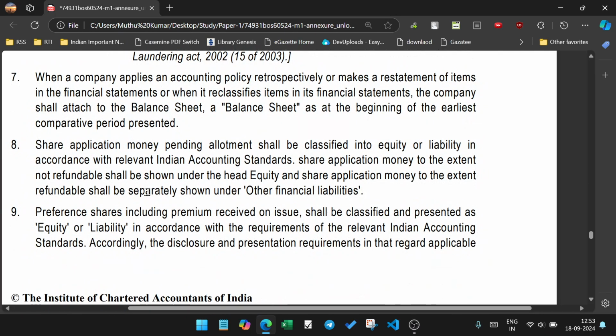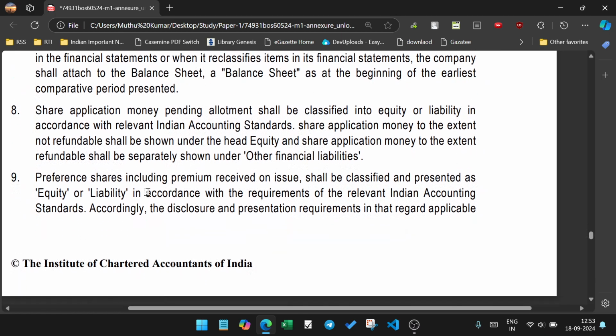When the company applies an accounting policy retrospectively, makes a restatement of items in the financial statements, or reclassifies items in the financial statements, the company shall attach the balance sheet as at the beginning of the earliest comparative period presented.